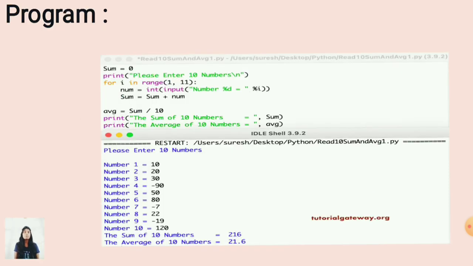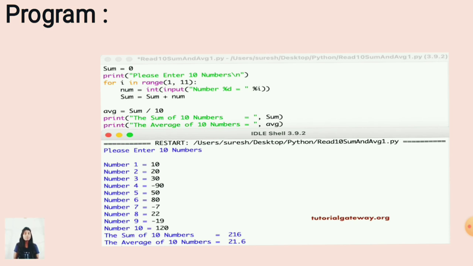Here the program: sum is equal to 0. Print enter the 10 numbers. For i in range 1 to 11, num is equal to int(input()). The format is %d is equal to %d. Sum is equal to sum plus num. Average is sum divided by 10. Here the 10 first even numbers. Print the sum of 10 numbers is equal to sum. The average of 10 numbers is equal to average.